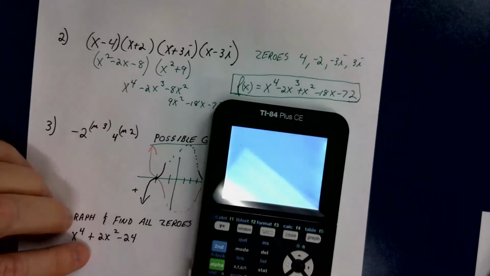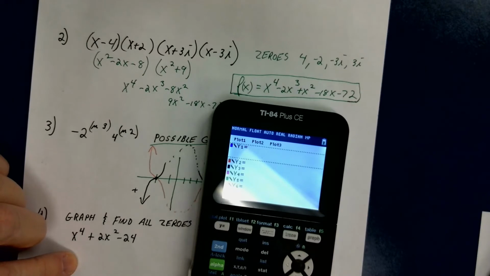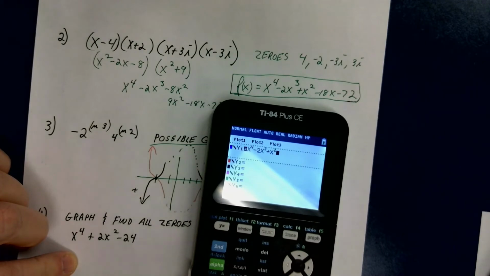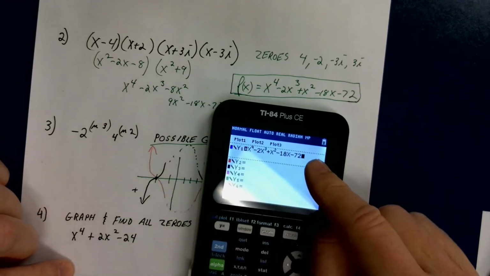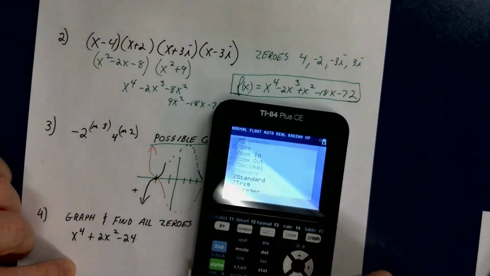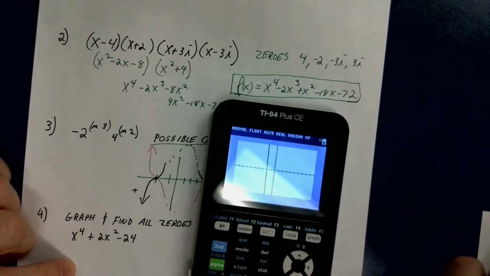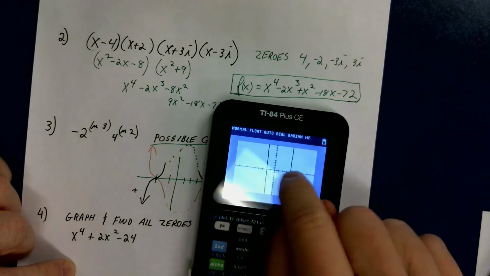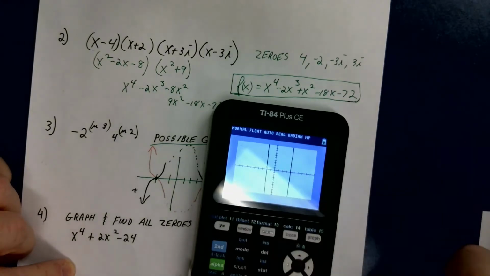I know that I could go like this on my calculator. Y equals, clear, x raised to the fourth minus 2x cubed plus x squared minus 18x minus 72. And I know that's a fourth degree polynomial with positive leading coefficient, so its end behavior is going to go up like that. I go ahead and hit zoom 6. And I can look at the graph and see pretty obviously that negative 2 and 4 are solutions or zeros to this polynomial.